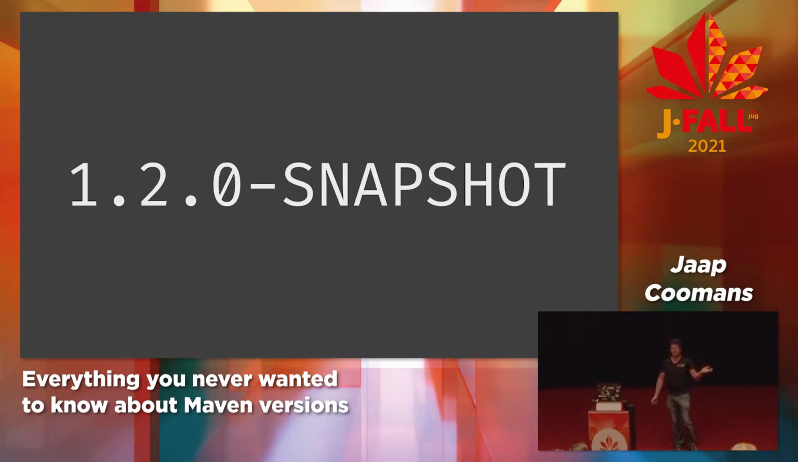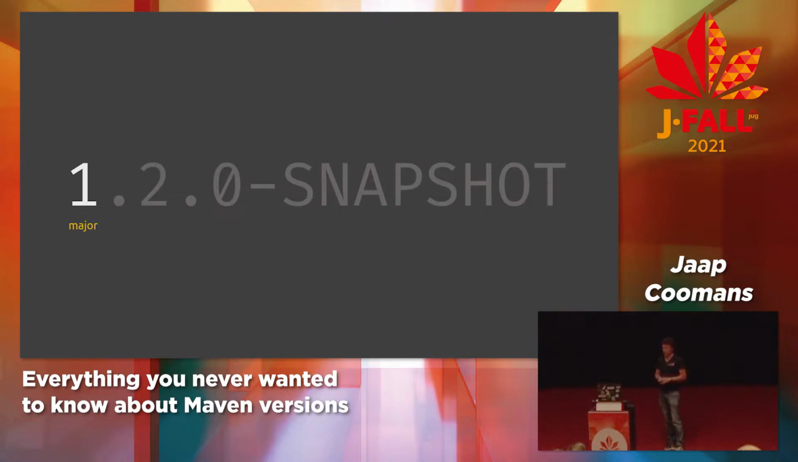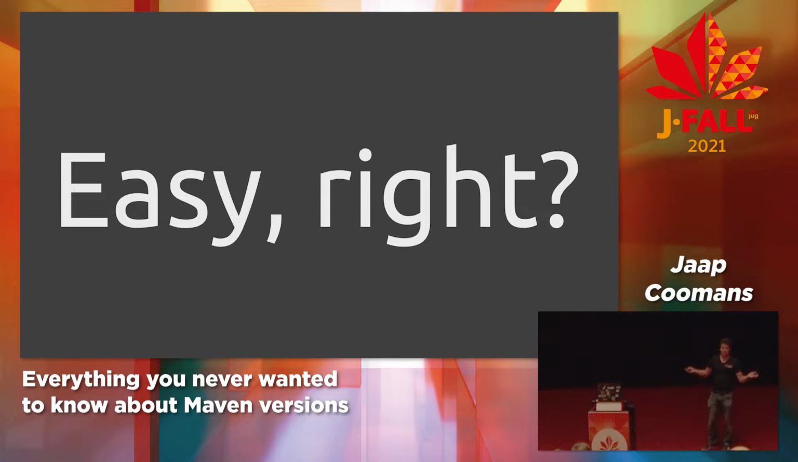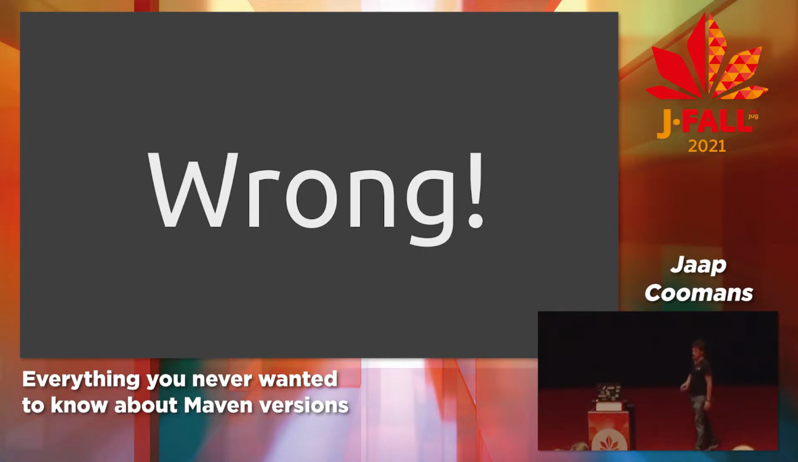So this is a typical Maven version. You might recognize this: 1.2.0-snapshot. It's built up of some components. The 1 is the major version, 2 is the minor version, 0 is incremental, and the snapshot is called the qualifier by Maven. So far so good, easy. This is just semantic versioning with a little twist with the qualifier. Nothing really troublesome, right? Cannot be difficult. Well, you're wrong. And I was wrong when I thought that.